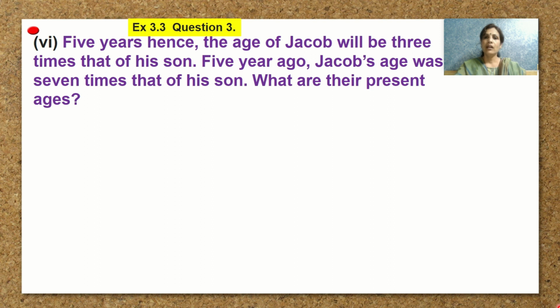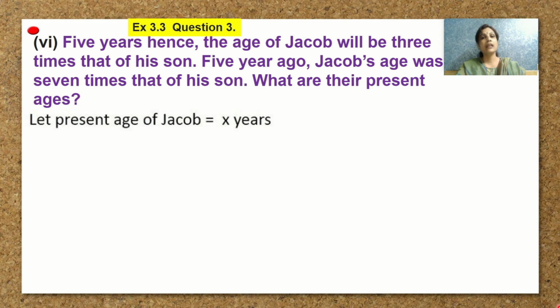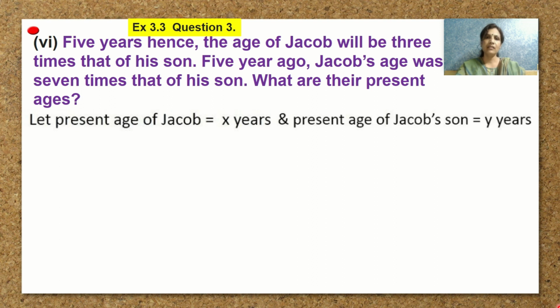Now here, what is the condition? We have to consider Jacob's age and Jacob's son age. So first of all, we'll begin with taking Jacob's present age as x years and present age of Jacob's son is equal to y years. Now read the sum carefully. 5 years hence. Meaning of hence is after 5 years.